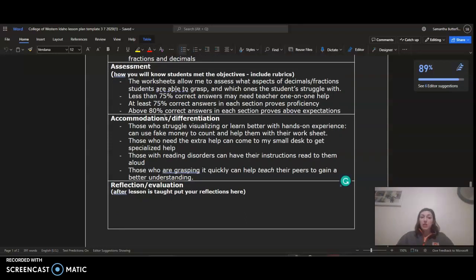My accommodations are for those who are struggling visually or learn better with hands-on, they can use the fake money or the whiteboard because it's easier to kind of think about it on a whiteboard. Those who need extra help can come to a small desk for specialized help. Those with reading disorders can have their instructions read aloud to them so they know what they're doing. And those who are grasping it quickly can help teach their peers to gain a better understanding.